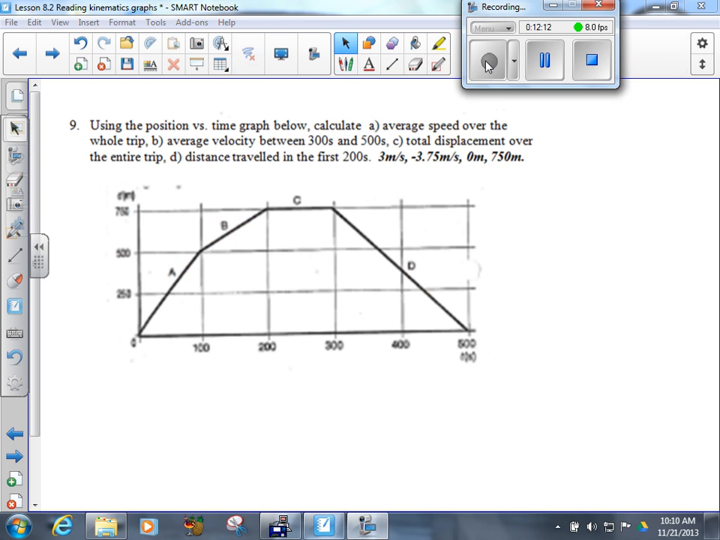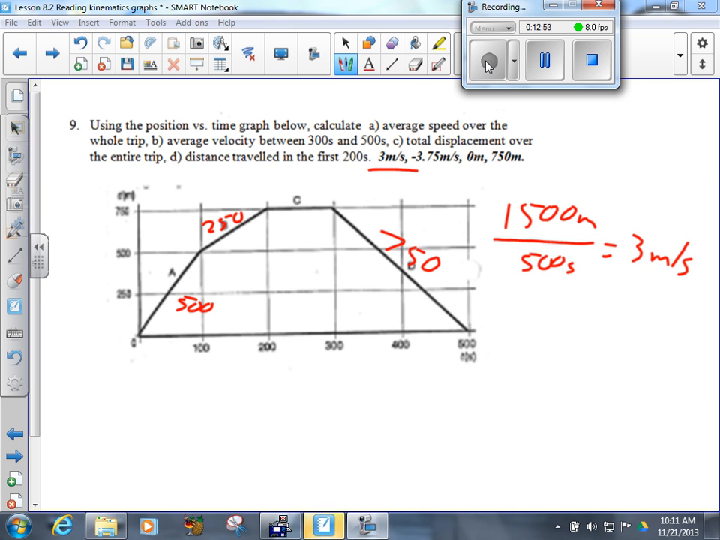All right. So number 9 here, guys. We've got a position versus time graph, and we're trying to find average speed over the whole trip. If I want to find average speed, what 2 things do I need? Total distance and total time. So in this part here, he goes 500 meters, even though that graph is incredibly hard to read. Here he goes 250 meters, and here he goes 750 meters. So the total distance is 1,500 meters, and that happens over 500 seconds. Is that right? So that should be 3 meters per second, right? Is that okay? Was that the part you were having trouble with?